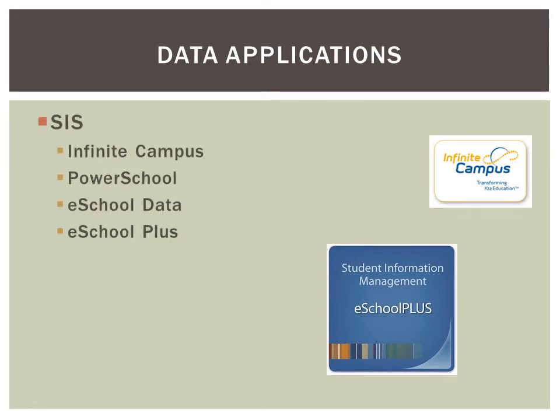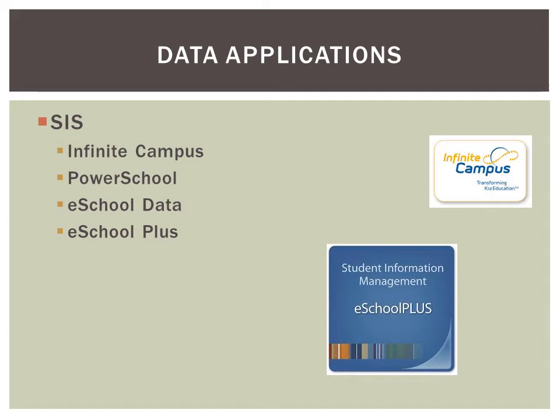So there's a couple of different categories of applications, and the first one is a Student Information System, or SIS. And the SIS is, for most districts, the largest, the most complicated, and the most expensive single application that they will use. The SIS is what tracks all of that student data that we talked about in the first or second slide. There's four big players in this region as far as student information systems.